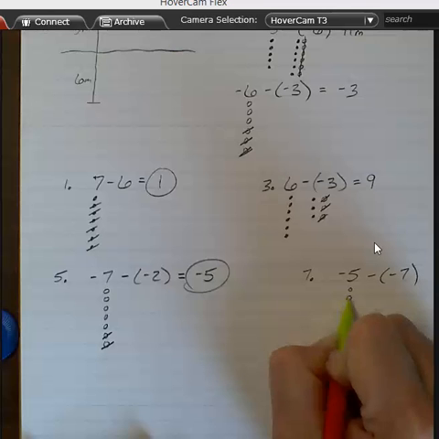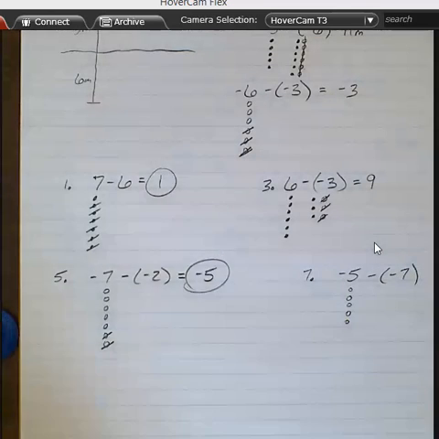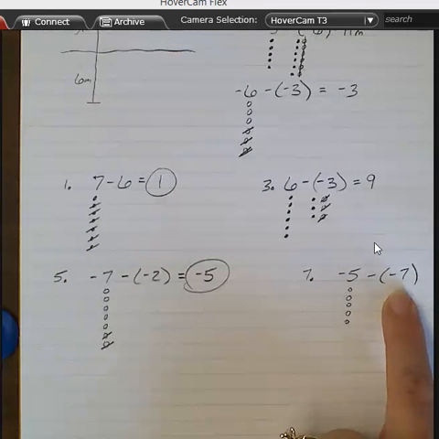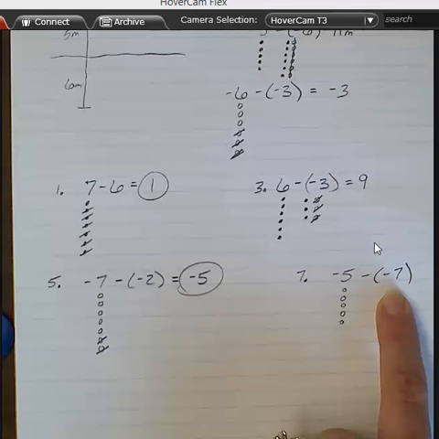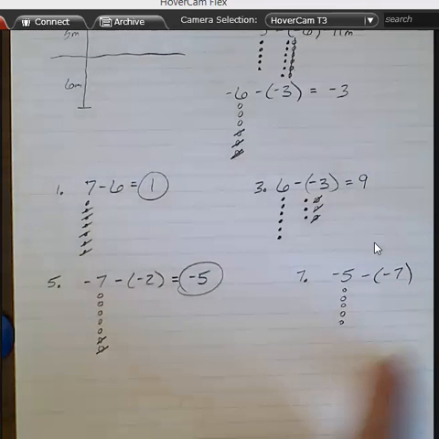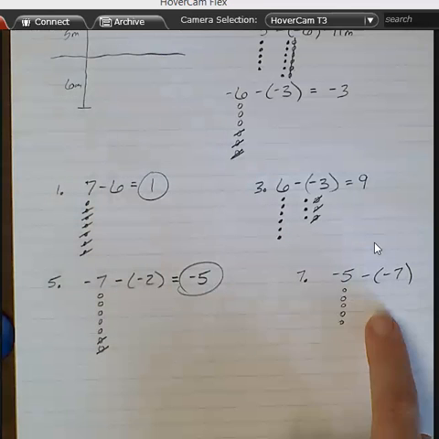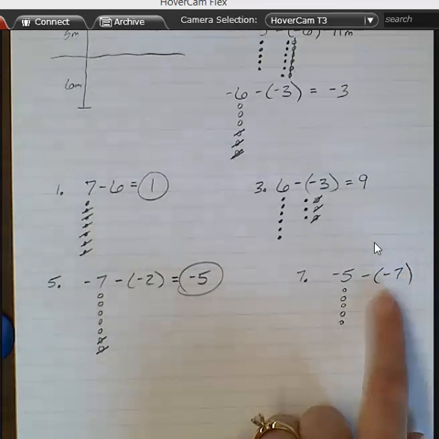Yes. 1, 2, 3, 4, 5. Do I have enough to take away 7 negatives? No, I don't. So what am I going to do to have a value of -5 but make it so that I have 7 negatives that I can take away? What are you going to do, George?